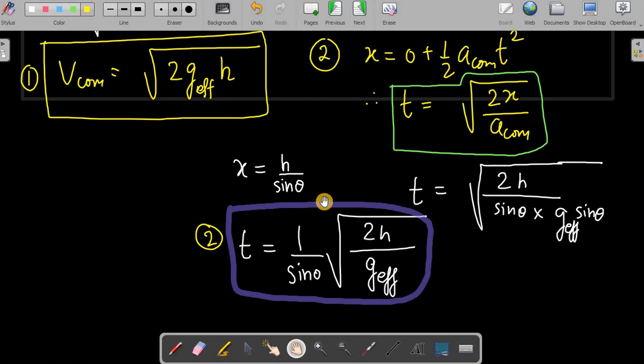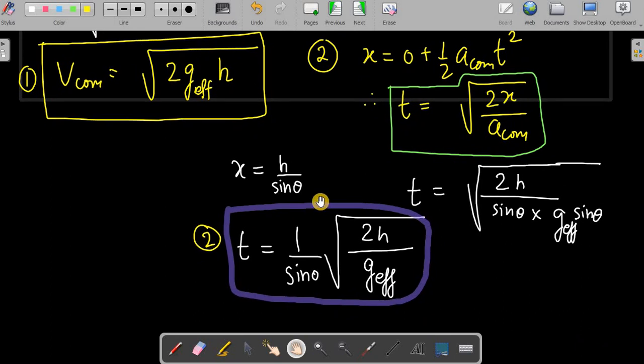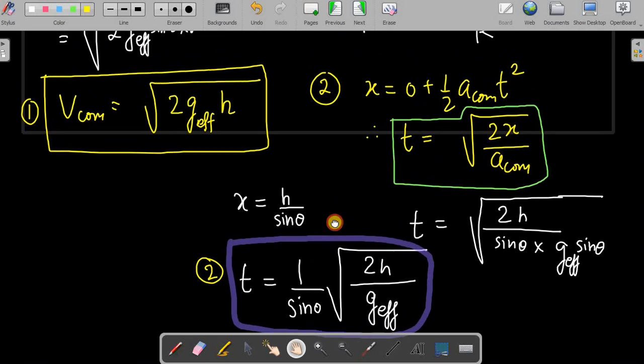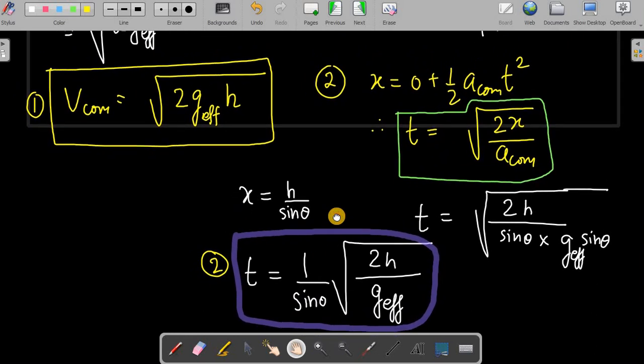Generally theta is not changing. Theta is a constant for a given plane. But if there is a comparison between two inclined planes, right, then you can use this result. Okay. So I think with this you will be able to solve questions.